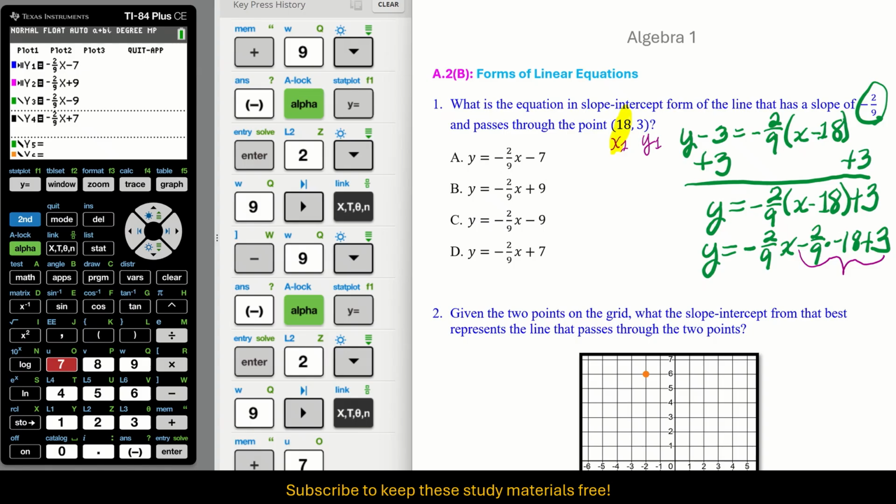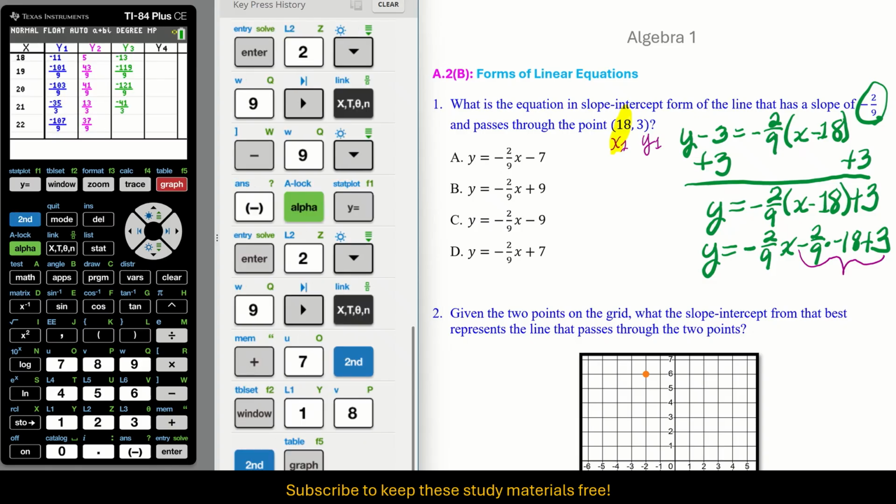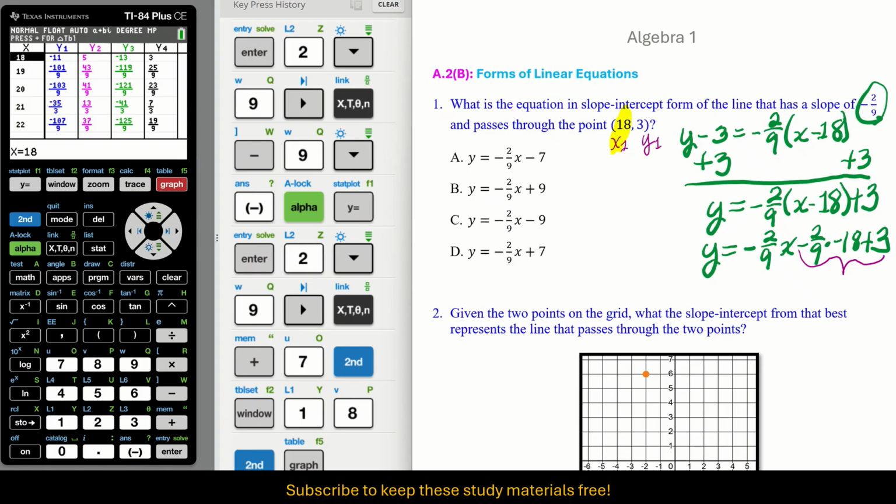Now, we want to start with x equals 18. So let's go to second window, and I want to start at 18. And yes, we need steps of 1, so that's great. And let's say second graph, and let's take a look. There is a full table, all color coded. The first one is the blue, and that is negative 18 and negative 11. Well, that is not what we need.